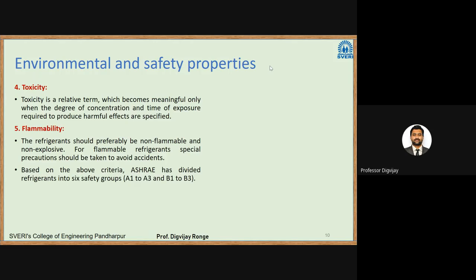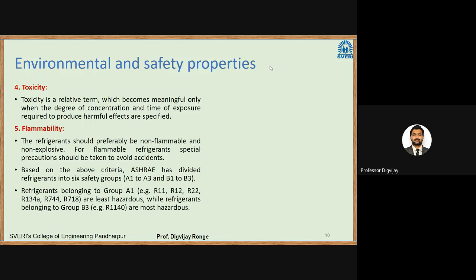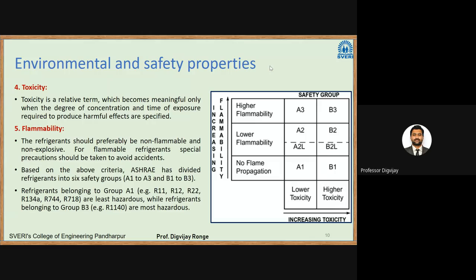Based on the above criteria, ASHRAE has divided refrigerants into 6 safety groups, A1 to A3 and B1 to B3. Refrigerants belonging to group A1, that is R11, R12, R22, R134a, R744, R718, are least hazardous, while refrigerants belonging to group B3, that is R1140, are most hazardous. What this means is shown on this diagram.